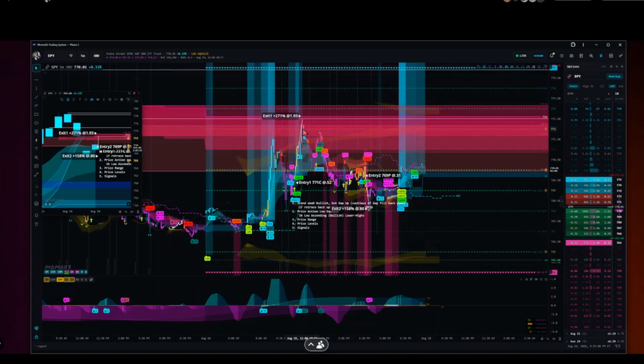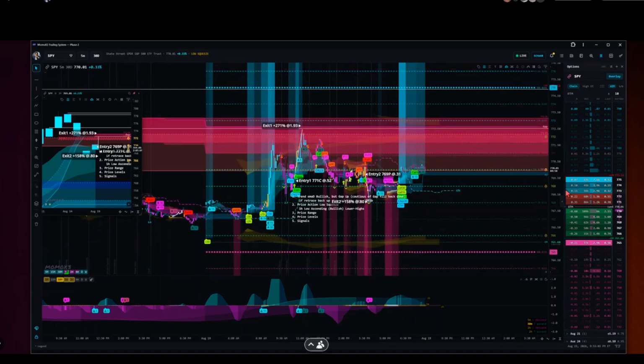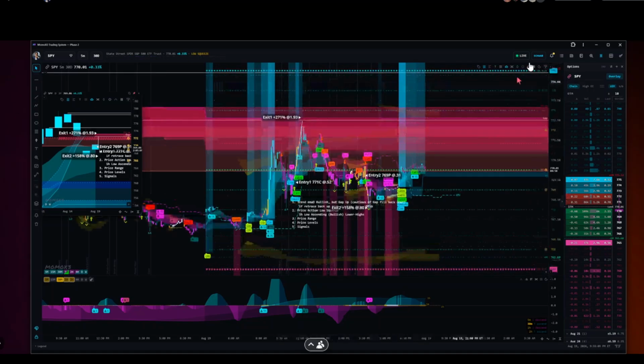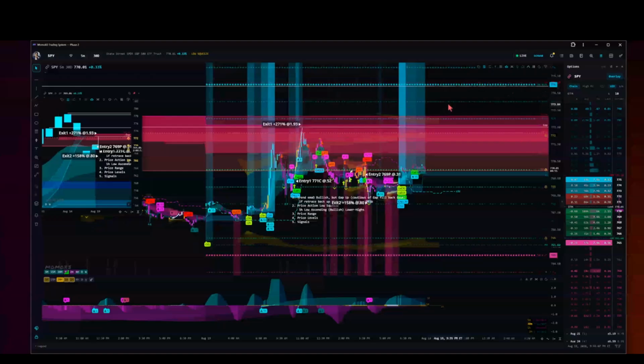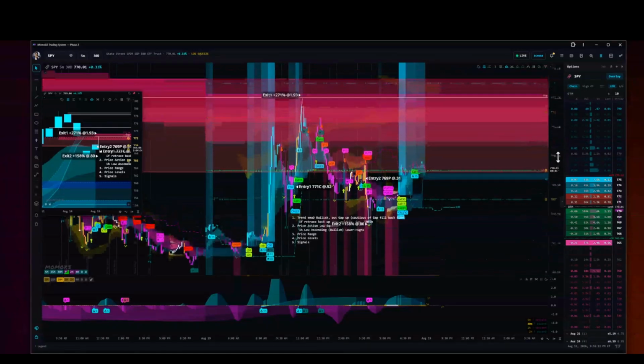I can't tell you guys how many people just hold on to this and they're like, oh, I thought I was going to get to 775. It's like, what do you mean? There's other levels here, right? So you've got to respect the levels, got to know which levels to watch out for and look for. Okay.